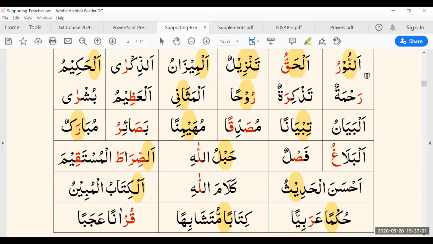An-nur. This is the Shamsi one. And how did you identify that? Because after it is a tasdeed letter, and lam doesn't have any sign of sukoon either. Yes. Okay. Well done, L250.